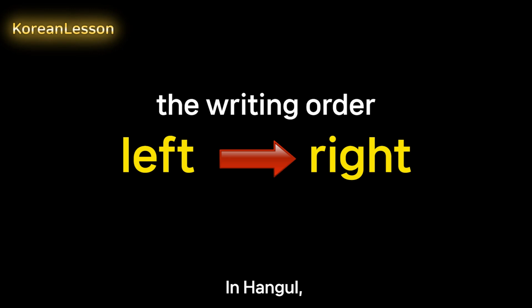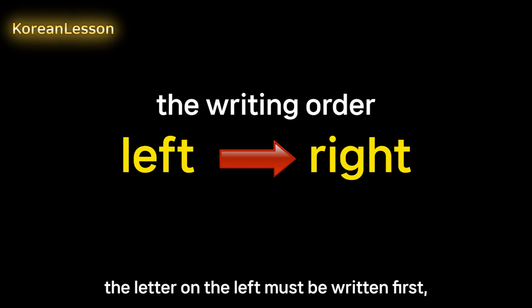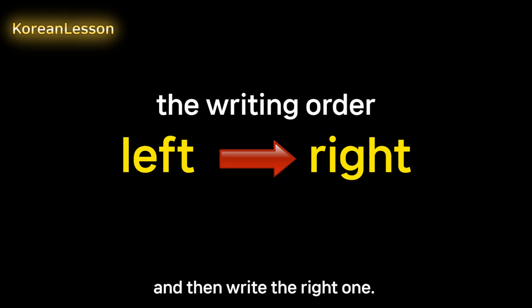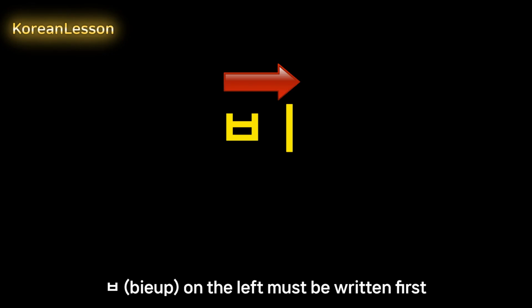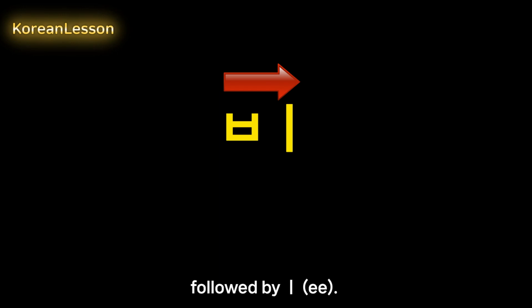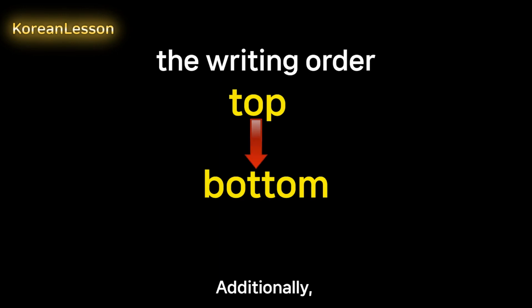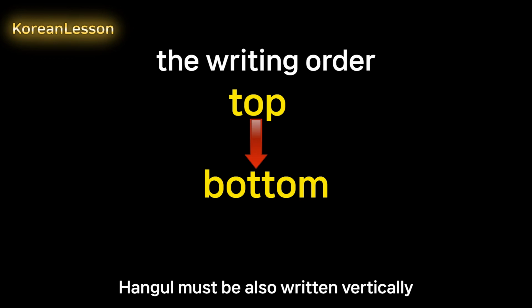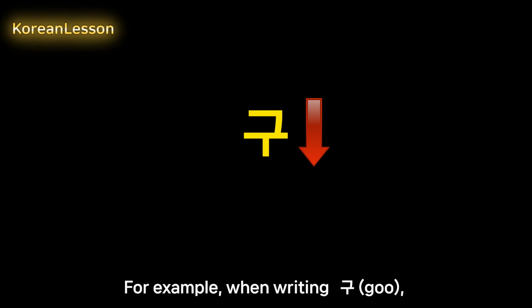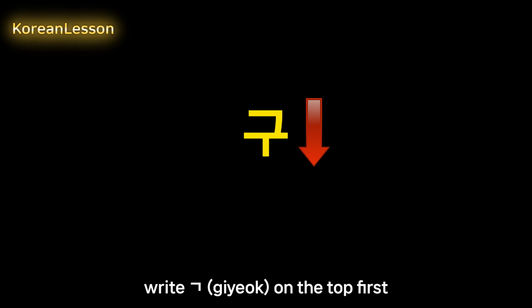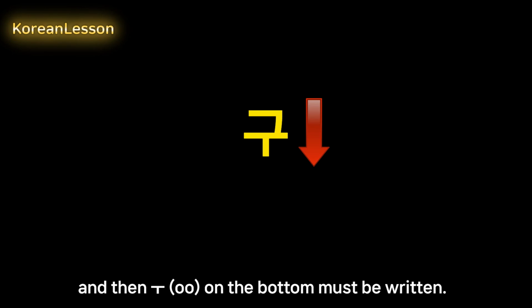In Hangul, the letter on the left must be written first, and then write the right one. For example, when writing B, B up on the left must be written first, followed by E. Additionally, Hangul must be also written vertically, from top to bottom. For example, when writing gu, write giyak on the top first, and then u on the bottom must be written.